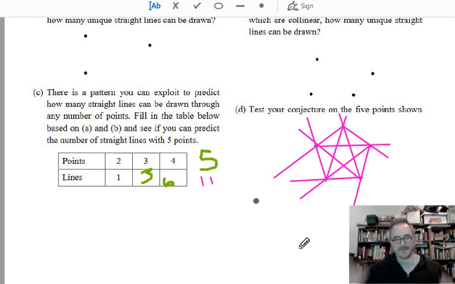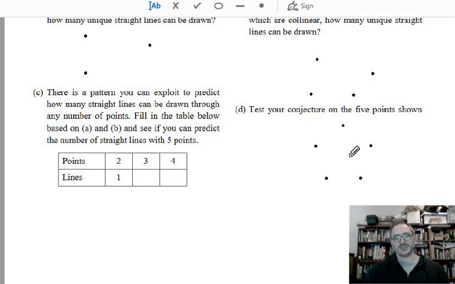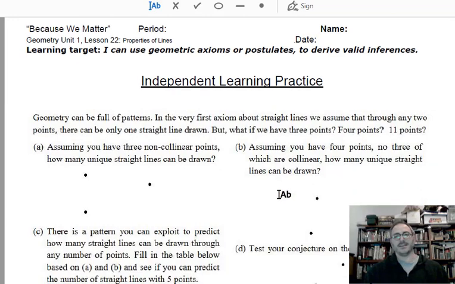All right. Very good. That's what I got for you today. You've hopefully hit that learning target that you're using geometric axioms and postulates to derive some valid inferences. That's what we got. Have a great day. Remember, we matter.